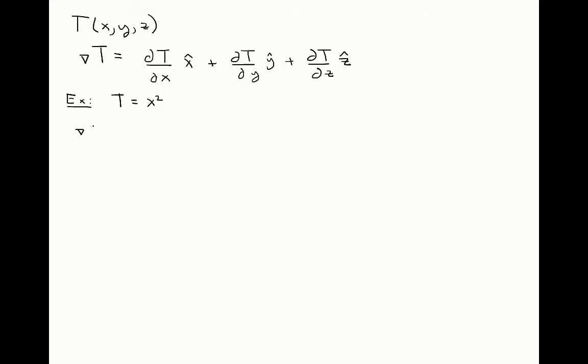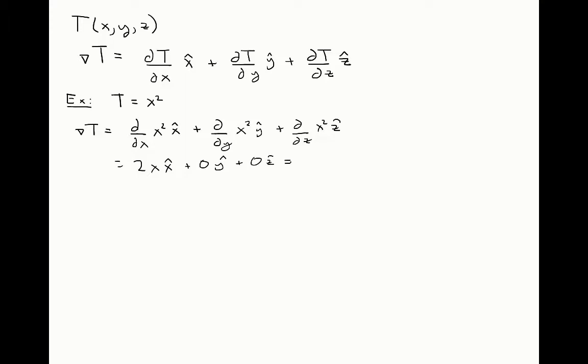So the gradient of this, alright, this gives us 2x x hat, and here x is a constant for this. When you take the derivative with respect to y, you get 0. When you take the derivative with respect to z, you get 0. So our gradient is just 2x x hat.